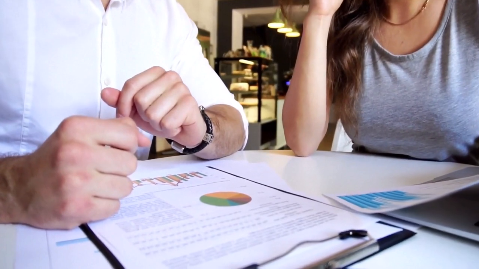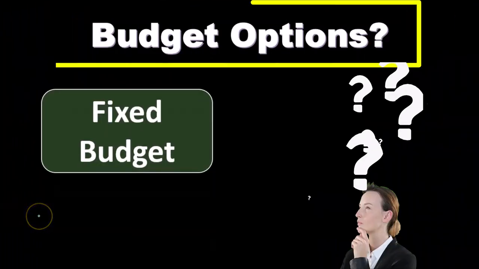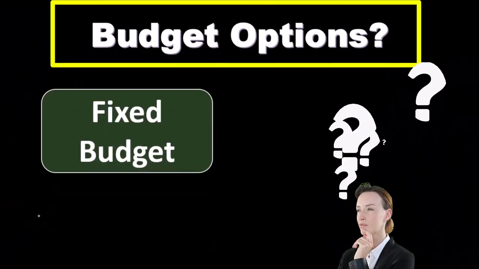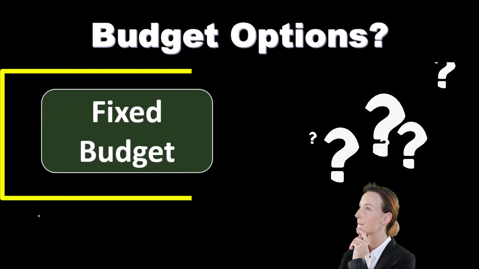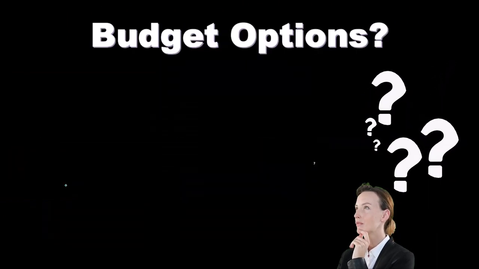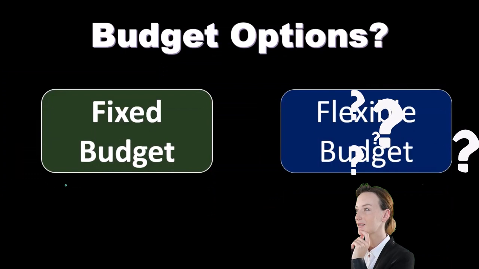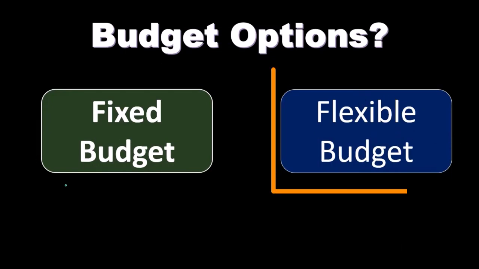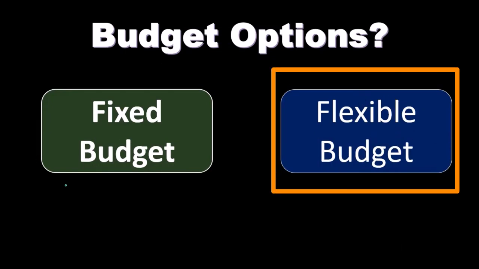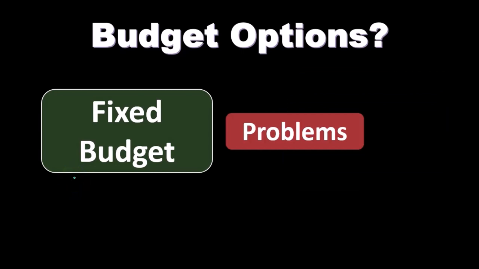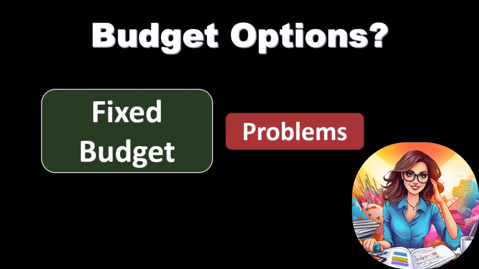Budget options. We typically have the fixed budget. That's what we concentrated on last time, and we went through each of these components with those items on the fixed budget. And then we have the flexible budget. That's what we're going to concentrate on more here, a flexible type of budget. Before we do so, however, let's take a look at the problems with a fixed budget. What are going to be the issues with a fixed budget? Why might we need some other option, such as a flexible budget?